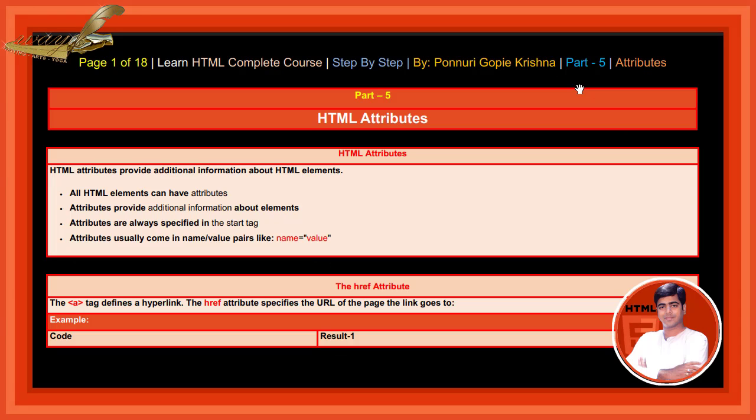In this session, let us learn about HTML attributes. HTML attributes provide additional information about HTML elements. All HTML elements can have attributes. Attributes provide additional information about elements. Attributes are always specified in the start tag. Attributes usually come in name/value pairs like name="value".